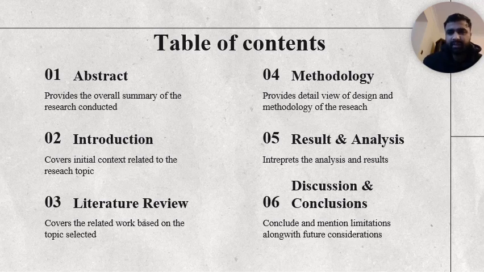I'll be explaining the project in different steps. The table of contents in this research is: the abstract, which provides the overall summary of the research that is conducted. The second is the introduction, which covers the initial context related to the research topic. The third is the literature review, which covers the related work based on the topic selected. Fourth is the methodology, which provides the detailed view of design and methodology of the research. Then result and analysis, which interprets the results and analysis that we got during the research. And last is the discussion and conclusions, where we will conclude and mention the limitations along with the future considerations regarding this research.